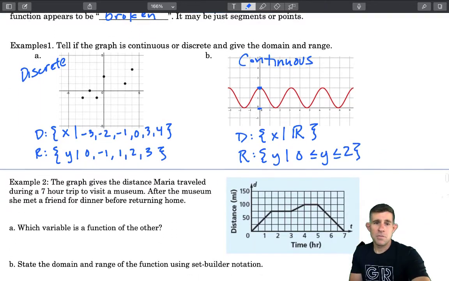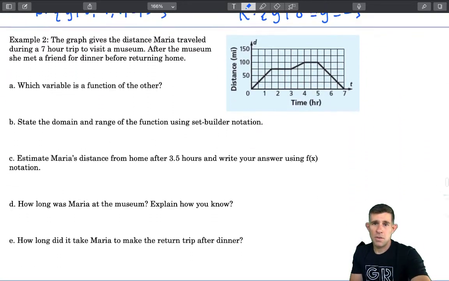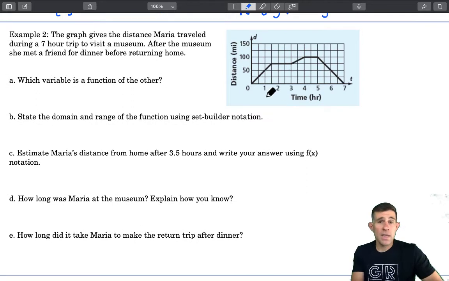All right, let's move into example 2. Now we have an example of a continuous graph with a real-life application. So let's make sure we read through that problem and understand the context of it. We got Maria. She is going to travel a particular distance during a 7-hour trip to the museum. After the museum, she met a friend for dinner before returning back home.